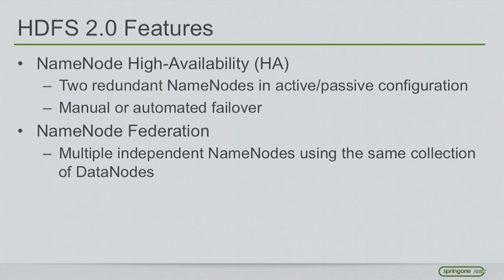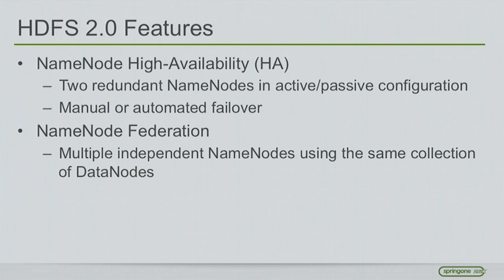Features of HDFS 2.0 is the NameNode high availability. With this, there are 2 redundant NameNode services that you can start up in an active-passive configuration. So you have an active NameNode, and your data nodes are aware of both NameNodes. They send block reports out to both NameNodes, except one is just considered active. So all the write requests go through that, but for reading, it'll use both NameNodes.